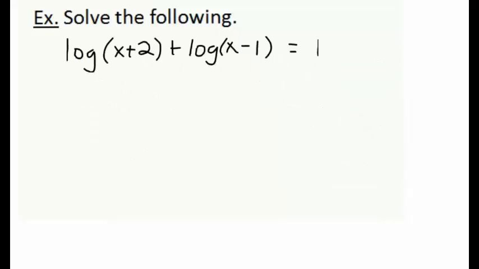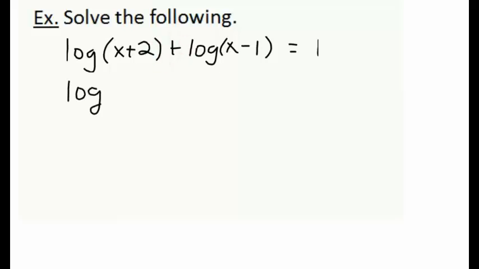In our second equation, we're going to have to use laws of logarithms in order to solve this equation. So here we have log base 10 of x plus 2 plus log base 10 of x minus 1 is equal to the number 1. Now, since both of these logarithms have the same base, we can use the laws or the properties that we saw in lesson 5. So here, addition on the outside is going to become multiplication on the inside.